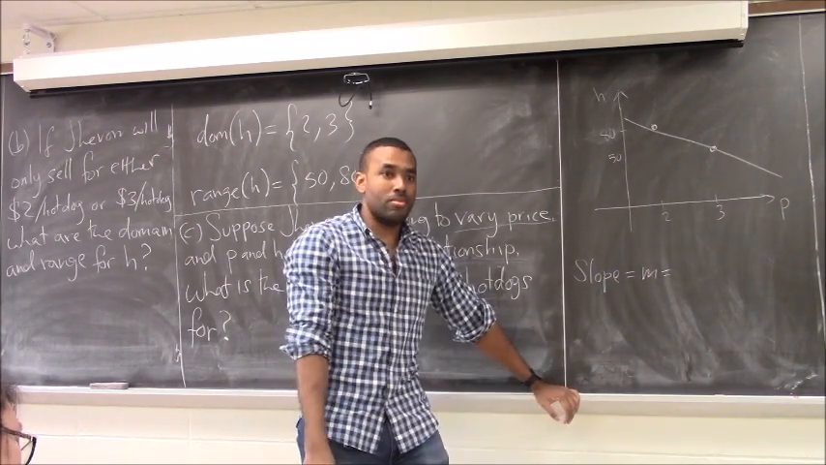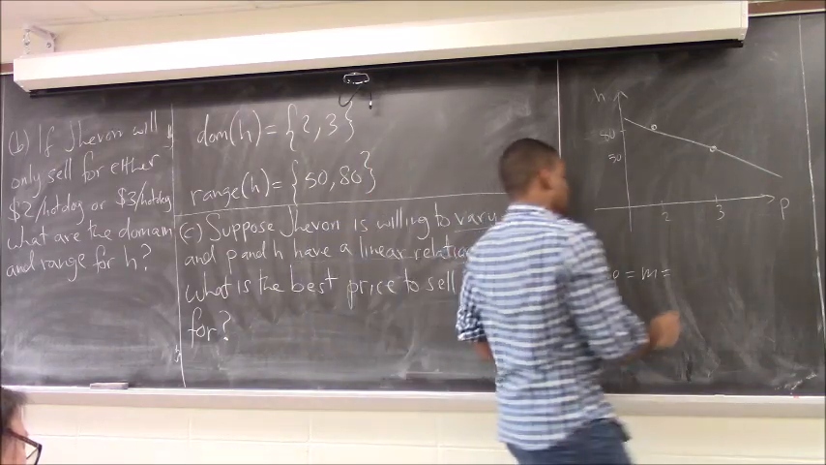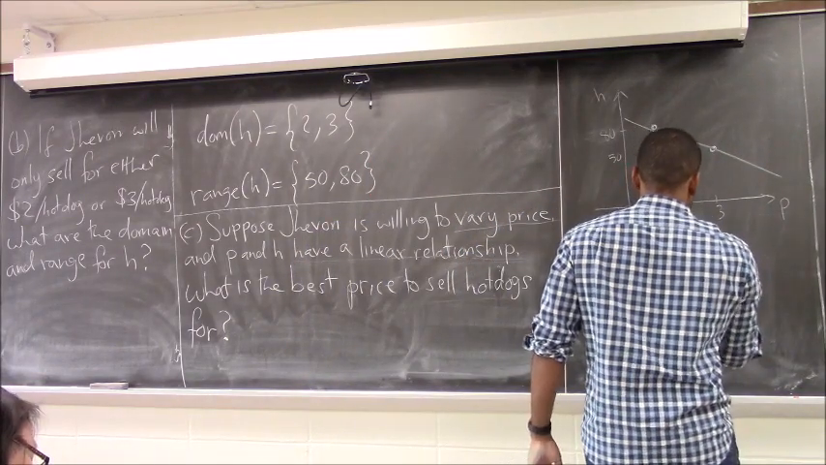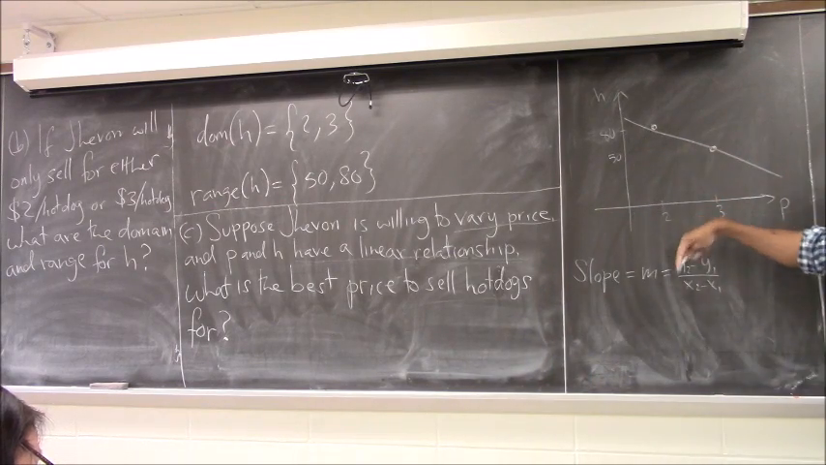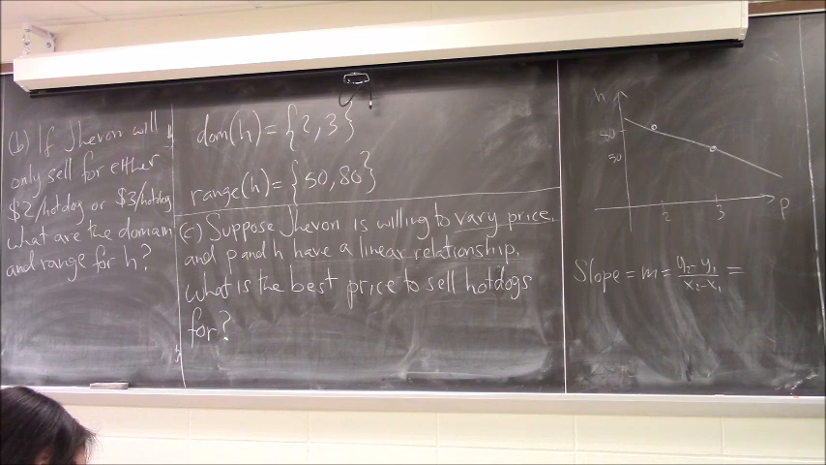y2 minus y1 over x2 minus x1. Technically here it's h2 minus h1 over p2 minus p1 or whatever. Okay, we get the idea. The rise over the run.